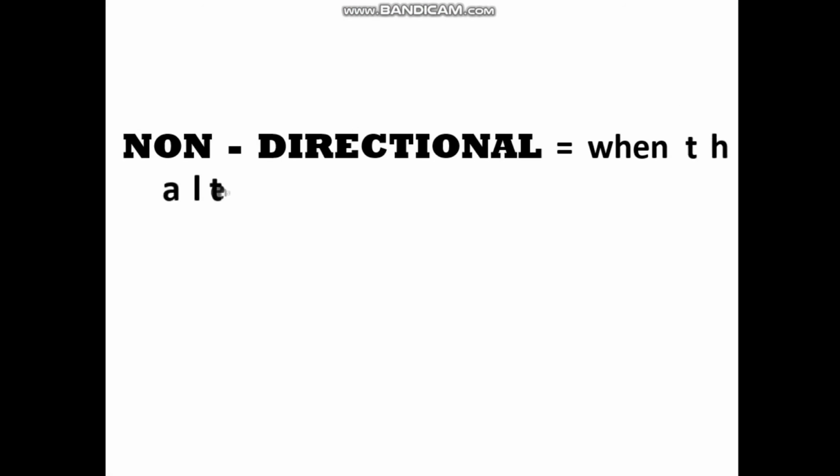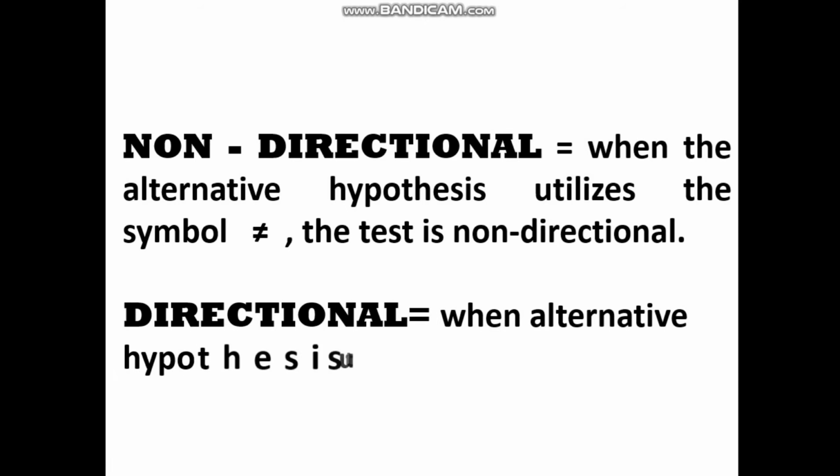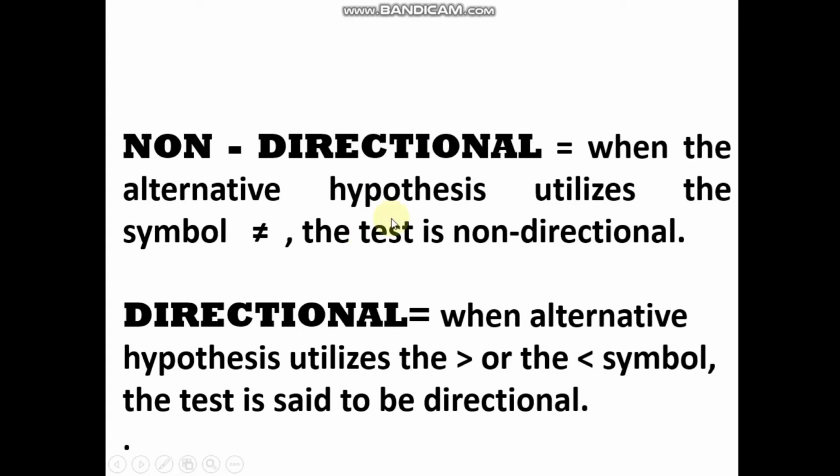Next, in here, we have the other terms. We have the non-directional and directional. Nagkakaroon tayo ng concept ng non-directional and directional through the basis of alternative hypothesis. So, yung alternative hypothesis, doon tayo mag-base kung yung ating data is non-directional or directional. Anong ibig sabihin nun? Kung yung alternative hypothesis natin utilizes the symbol not equal, the test is non-directional. Ano ang implication kapag non-directional? Kapag non-directional yung alternative hypothesis natin, magkakaroon tayo ng two-tailed test. Pag nagkaroon tayo ng two-tailed test, ibig sabihin, dalawa yung portion ng rejection region natin. Both end parts of our normal distribution.